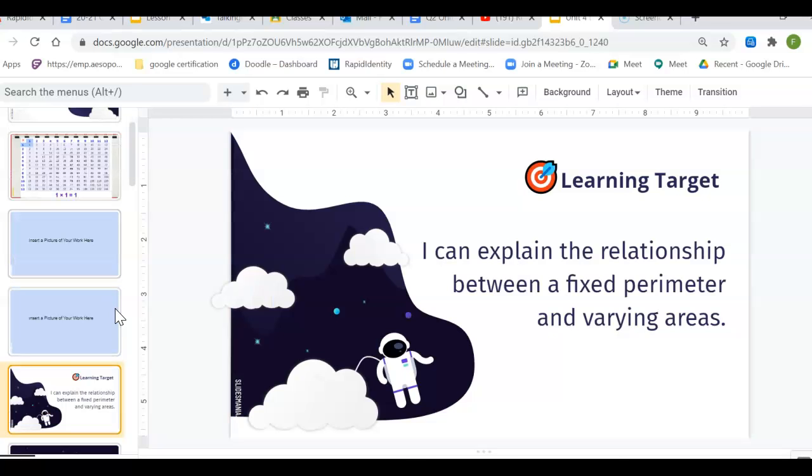Our learning target for the day: I can explain the relationship between a fixed perimeter and varying areas. So we're kind of going back to perimeter and area, and they're closely related, because some of the things that we need to do to determine the perimeter and area are going to be multiplication and sometimes division.